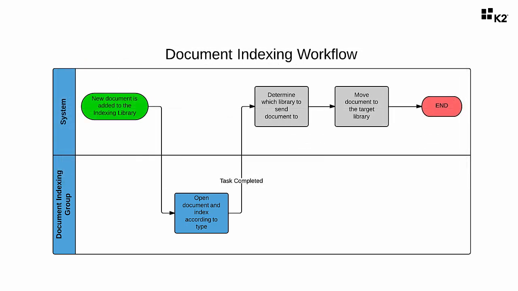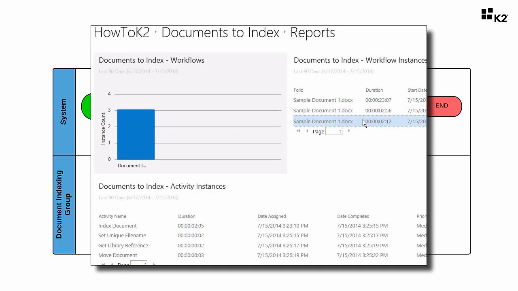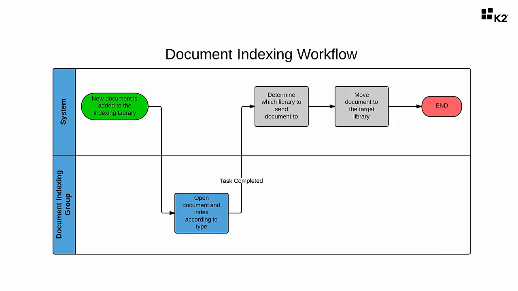The last thing we're going to include in this build guide is enabling standard K2 reporting for the application so that users can report on any workflow. And that's pretty much it for the design of our document indexing application. Now let's move on to the next phase of this demo where we will build the application elements and then bring it all together by testing it out.